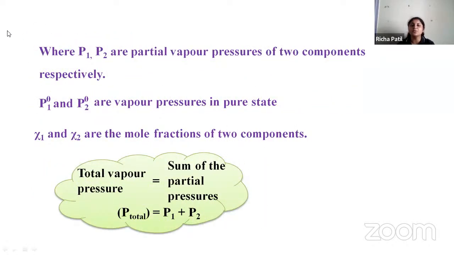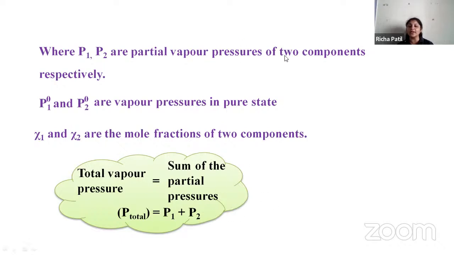Here P1 and P2 are called the partial vapor pressures of the two components respectively. P1 naught and P2 naught are the vapor pressures in the pure state. And psi 1 and psi 2 are the mole fractions of the two components.